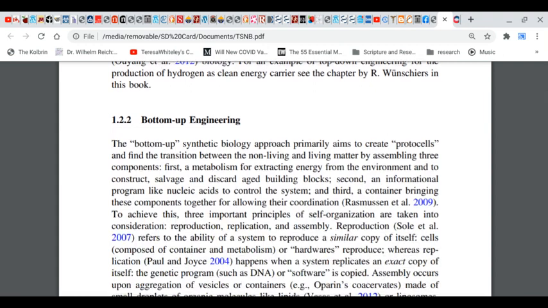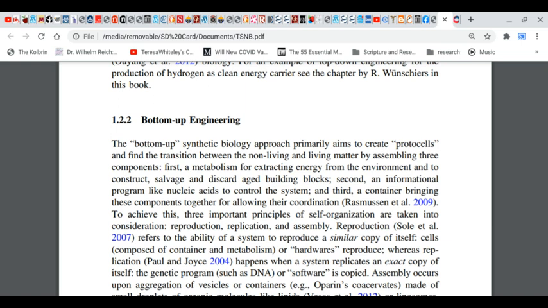The bottom-up synthetic biology approach primarily aims to create protocells and find the transition between non-living and living matter by assembling three components. First, metabolism for extracting energy from the environment and to construct, salvage, and discard aged building blocks. Second, an informational program like nucleic acids to control the system. And third, a container bringing these components together for allowing their coordination. To achieve this, three important principles of self-organization are taken into consideration: reproduction, replication, and assembly.